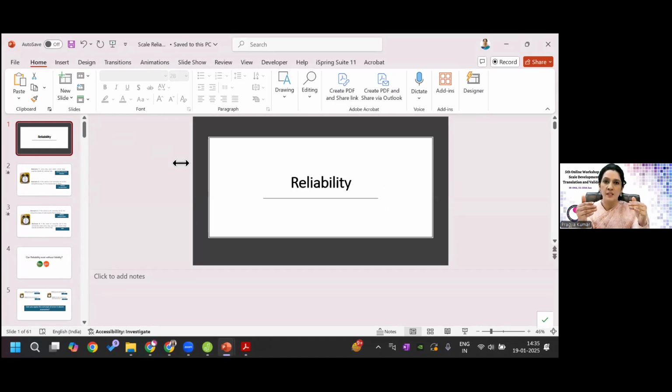Then we have seen that if a scale is already available and you got permission, then you have to do the translation and back translation activity. You have to modify the scale in the context of your cultural setup of the respondent. And then you do the pre-testing, the pilot testing, and before that, you send these items to a set of experts, and they will give you feedback regarding the relevance of the item, the clarity, the ambiguity, and the simplicity.